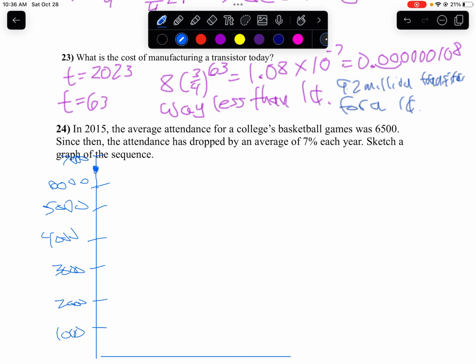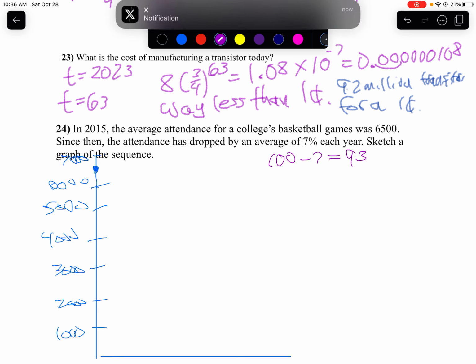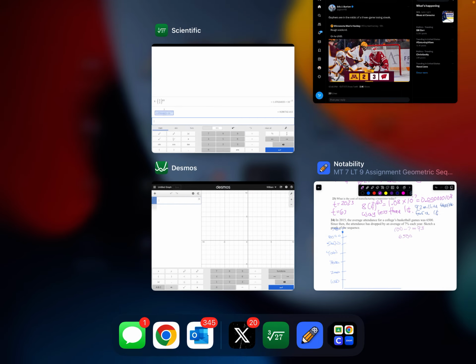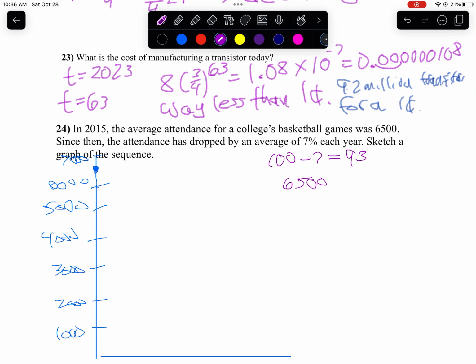And then notice it's dropping at 7% per year. So if I think here, 100 minus 7, that's 93 then, isn't it? So if I write this as a geometric sequence, I'm starting at 6,500. And sorry about that. I got a notification here. I was trying to shut it off. So 6,500 times 0.93 to the t power.